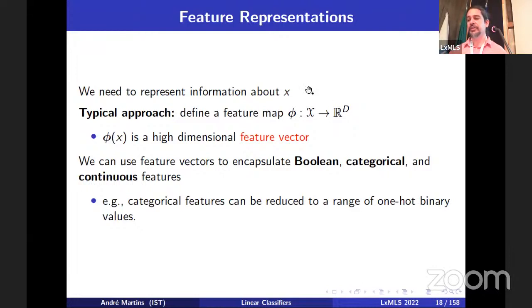So we can see this map phi as a map that goes from our original input space X and maps it to the d-dimensional Euclidean space. So phi of x is going to be a vector. It can be very high dimensional if d is very large. We are going to use these vectors to encapsulate these different kinds of features. They can all be mapped to the same vector. You can mix Boolean features with categorical features, with continuous features, and so on.